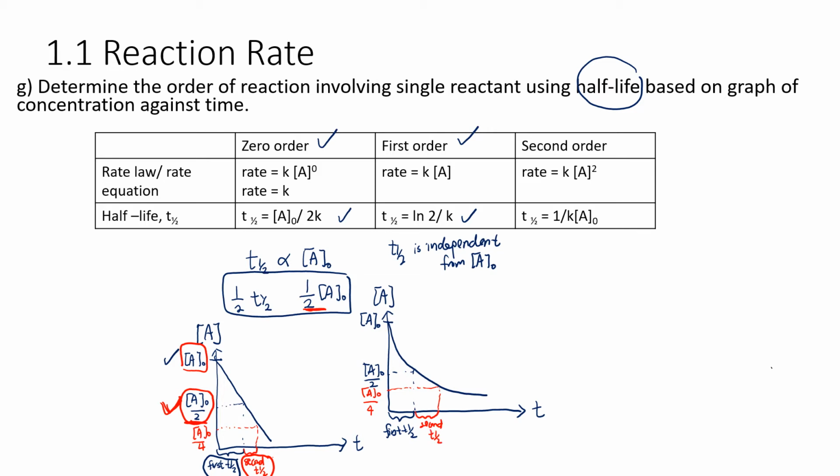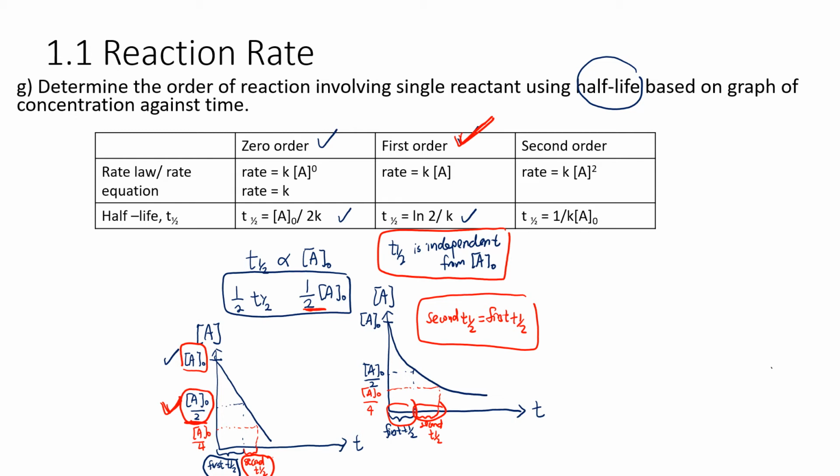And can you see that for the first order reaction, the second half-life value is the same as the first half-life value. So this is the feature of a first order reaction, where the second half-life and the first half-life will be the same, because for a first order reaction, the half-life is independent of the initial concentration.